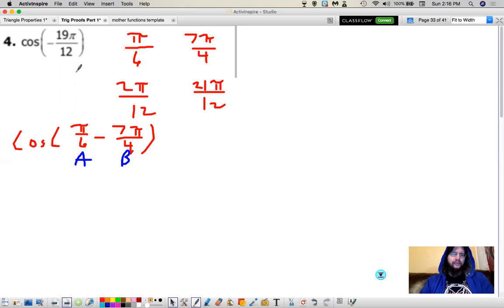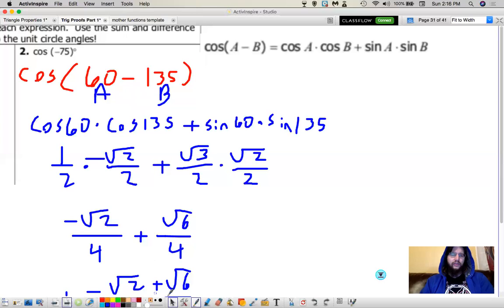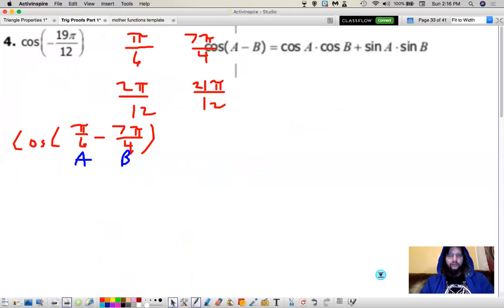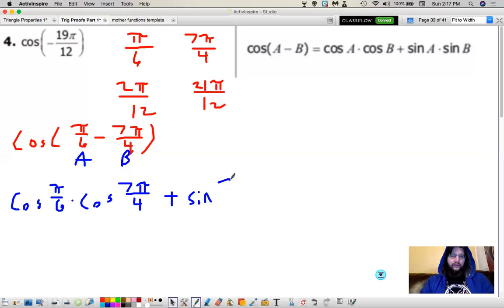So if we look at cosine's difference form, I think we already used that one, didn't we? Or we used the sum. We used the difference, so let's just grab it right here. Cosine of A times cosine of B plus sine of A times sine of B. So let's see what we've got going on. Cosine of A times cosine of B plus sine of A times sine of B.